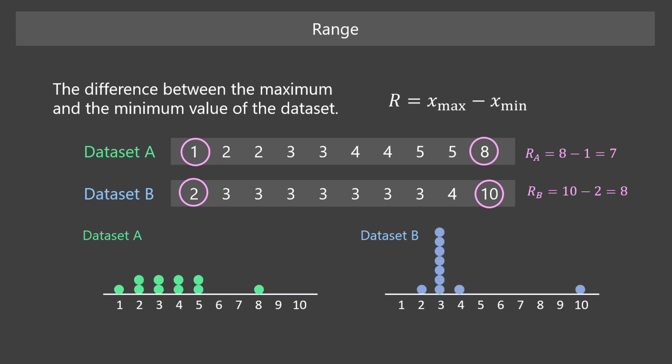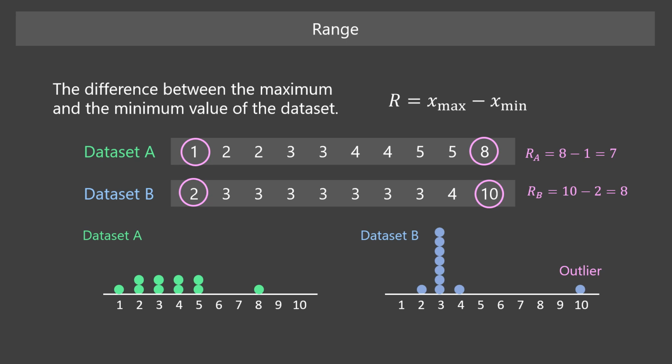However, we can see a different picture. Let's look at the dot plots of these datasets. As you can see, in dataset B, data points are concentrated around the center. Contrary to the insight we get from the range values, it seems that dataset A is more widely dispersed. And this problem is caused by the fact that the range is very susceptible to outliers.